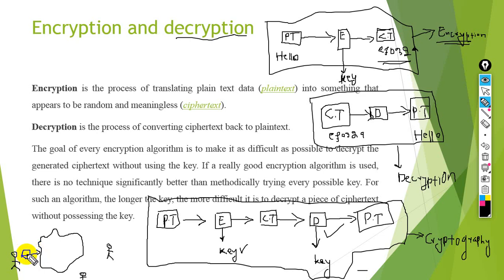now the message will be in the form of plain text when it reaches the internet. So before entering the internet, it should be encrypted to ciphertext. Now the message will be in the form of ciphertext. So when an adversary attacks this, the adversary will be unable to read it, will be unable to take meaning from this text.